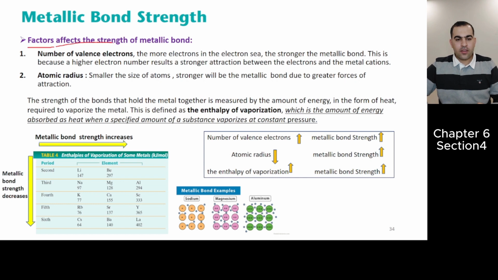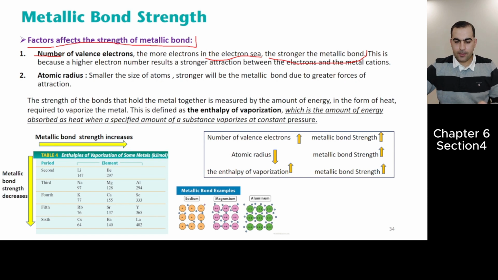Factors that affect the strength of metallic bonding. First, the number of valence electrons. If there are more electrons in the electron sea, the free electrons, the place where electrons move, the stronger the metallic bond.